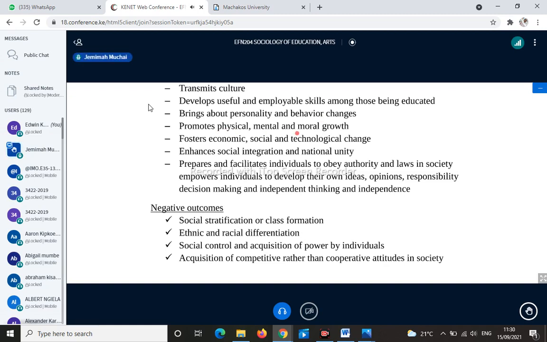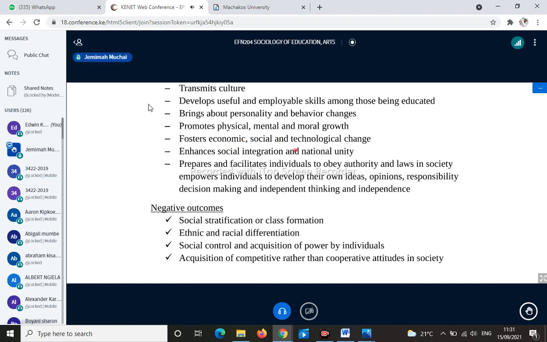Promotes physical, mental, and moral growth. Physical, you were like a small child, perhaps like 3 feet when you entered, maybe class four, now you are 5 feet, 7 inches, and the like. Mental, your mentality, you can perceive and reason reasonably or logically because your thinking capacity has been growing and improving because of what you are being taught. Moral, the way you behave, the way you believe, the way you do your things have also changed.